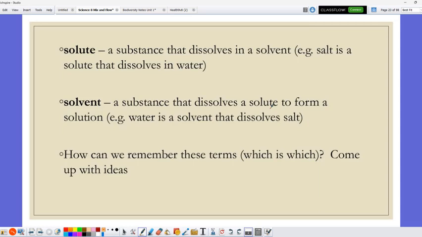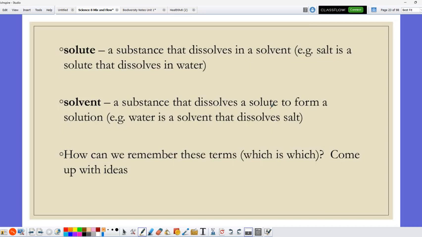So for example, salt is a solute that dissolves in water. And the solvent is a substance that dissolves a solute to form a solution. So in salt water, water would be a solvent. If you look at air, air is only made of like 17% oxygen, so oxygen would be the solute, and most of air is nitrogen, 78%.